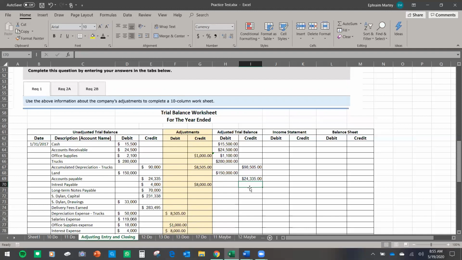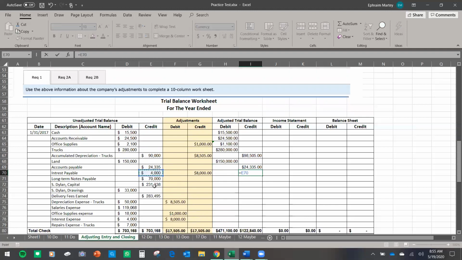We have interest payable. We began with this one credit. Did we do any adjustment? Yes, we increase it by this amount. So we'll add the increase. So we add increase and we subtract the decrease. Okay, we have long-term payable. We begin with this. Did we do any adjustment? No. So we just press enter.